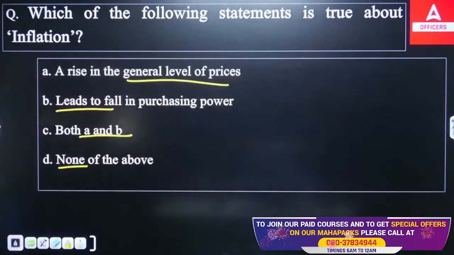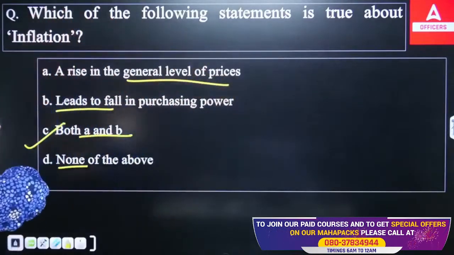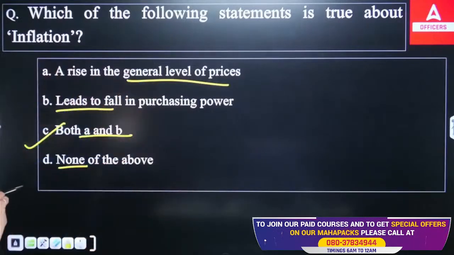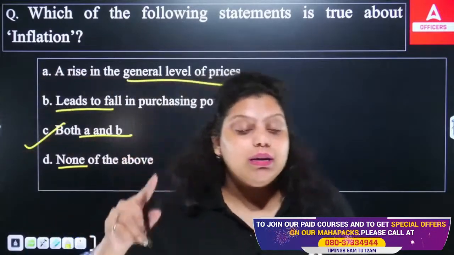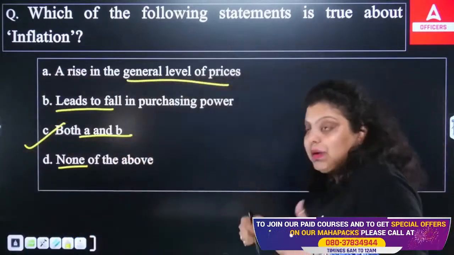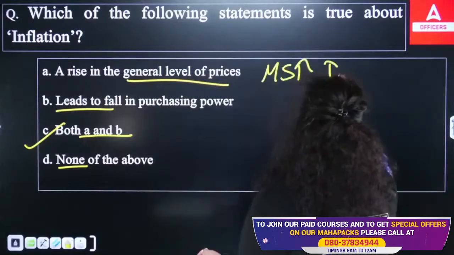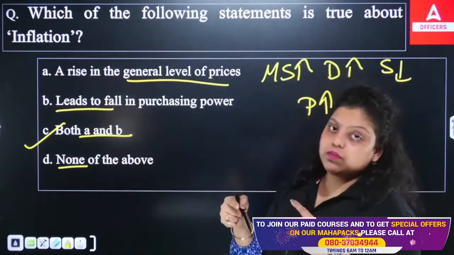So the right answer will be both A and B, because it's very obvious the general level of prices will increase due to inflation. It leads to a fall in purchasing power. Is it true? Yes, it's true. Why? Inflation leads to a decrease in the purchasing power of people as well as money. Because let's say money supply increased, the demand increased, but the supply decreased, because of which the prices keep rising. This is what inflation is.